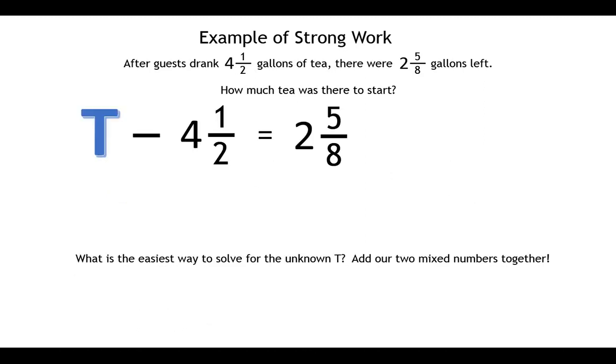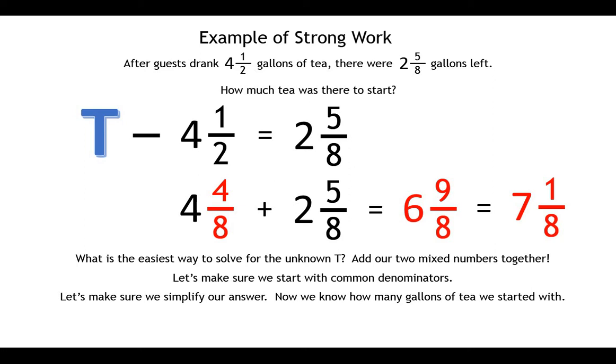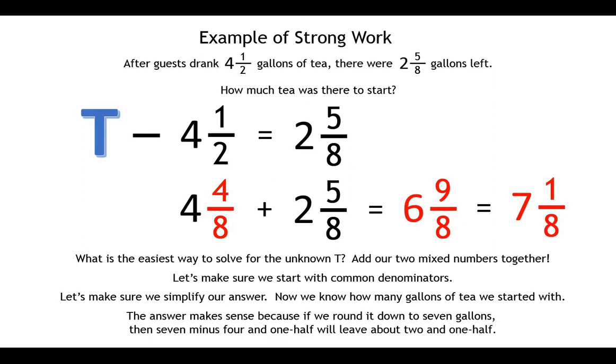What is the easiest way to solve for the unknown t? Add our two mixed numbers together. Let's make sure we start with common denominators. Let's make sure we simplify our answer. Now we know how many gallons of tea we started with. The answer makes sense because if we round it down to 7 gallons, then 7 minus 4 1/2 will leave about 2 1/2.